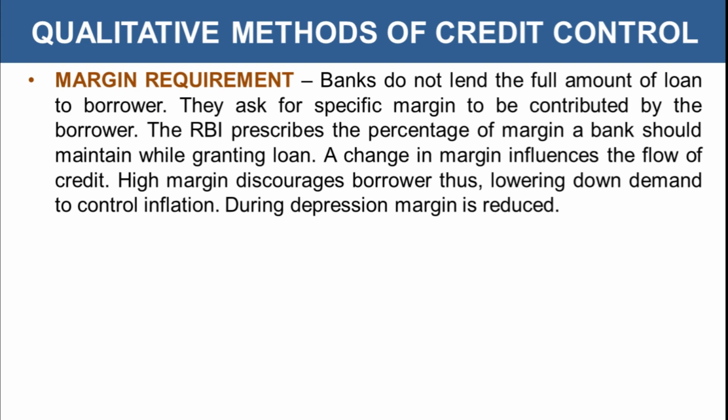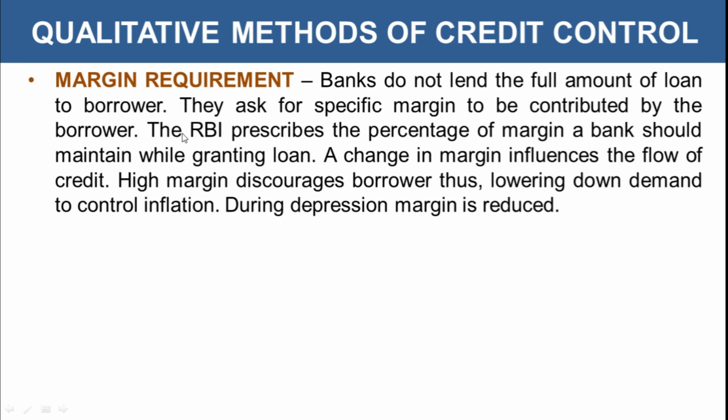Now let's see the qualitative methods of credit control. So first is margin requirement. Banks do not lend the full amount of loan to the borrower. So if you are a borrower and you go to a bank to ask for a loan amount of say 100%, the bank will be providing you somewhere between 75 to 80% of that amount, because for the rest they ask you to pay as a margin, to be contributed by the borrower. So the rest you need to contribute as a borrower from your own funds, and the 75 to 80% of the amount will be provided by the bank.